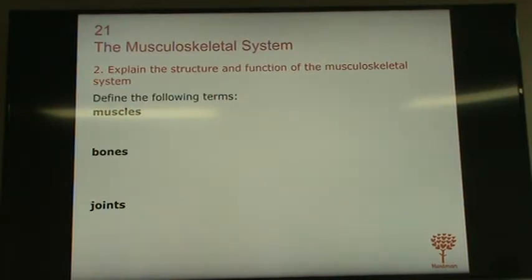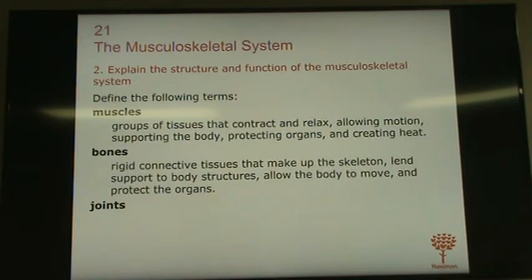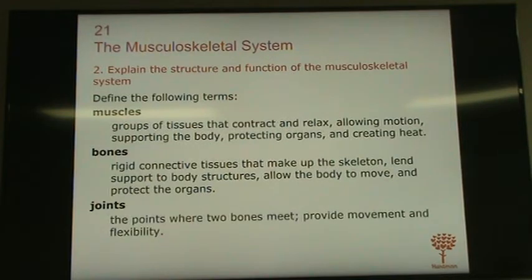Structure and function of the musculoskeletal system. Seems like every section is about the function of the system, so you can't miss it next time. Muscles are a group of tissues that contract and relax, which allows for motion and movement, supports the body structure, protects organs, and creates heat, gives the body heat. Bones are the strong connective tissue, which is the skeleton of the body, that makes up the frame and the shape of the body, allows for movement, and protects the organs as well. They have joints where two bones meet and allow for flexibility.